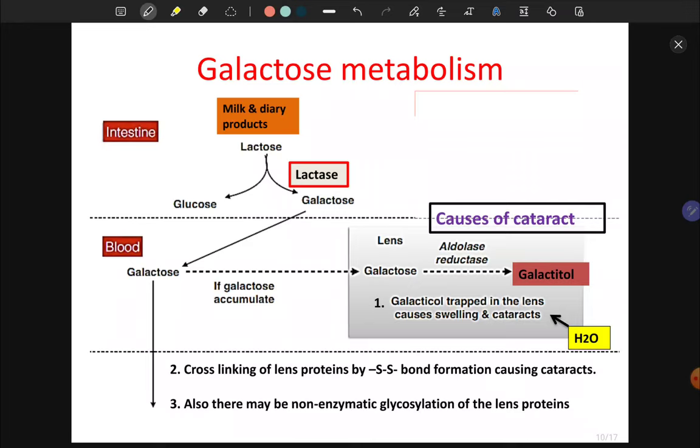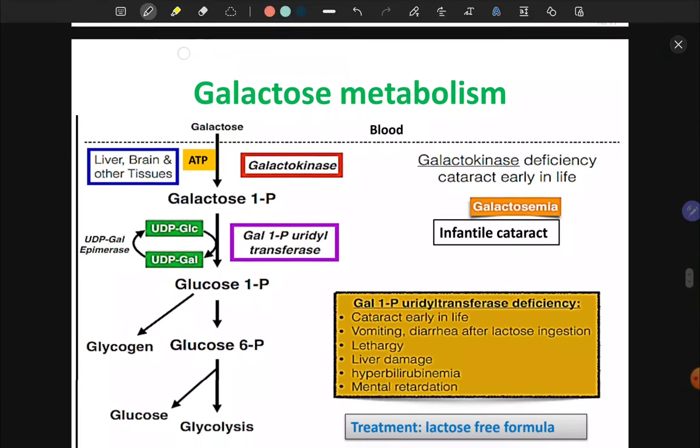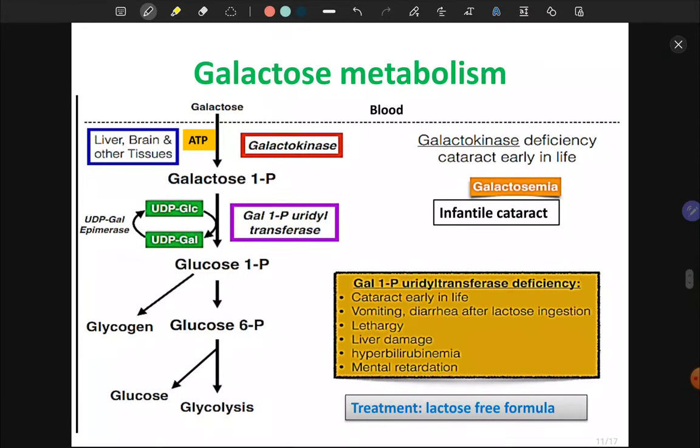So the galactose has been formed and enters the circulation, and then the galactose will enter mainly the liver and brain, although it enters every tissue, but mainly it will work in the liver and brain. So keep these two organs in mind, because if there's a pathology, it mainly happens in these two organs.